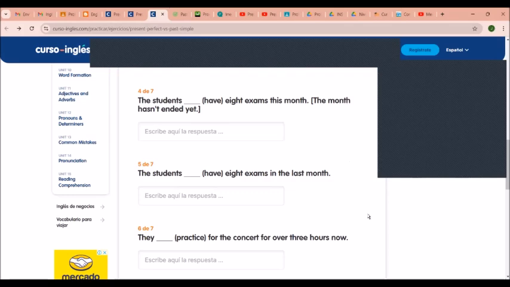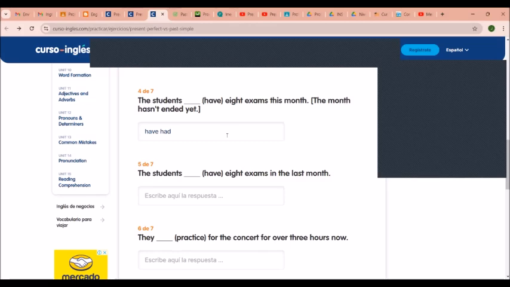Yes. The students had 8 exams this month. The month hasn't ended yet. So it's not over. So it's not just had, it's have had, han tenido. All right, again. The students have had 8 exams this month.